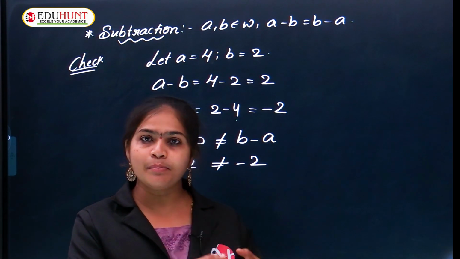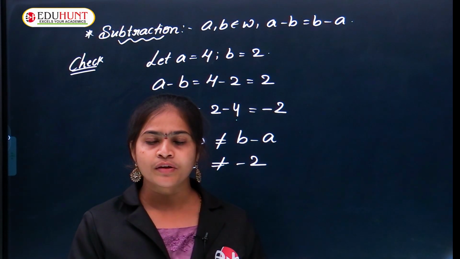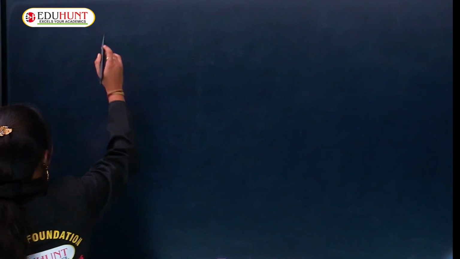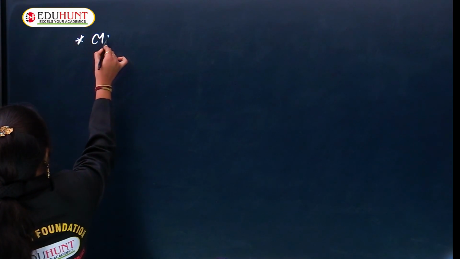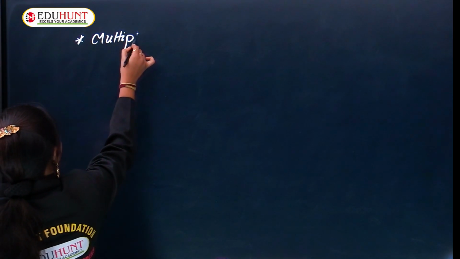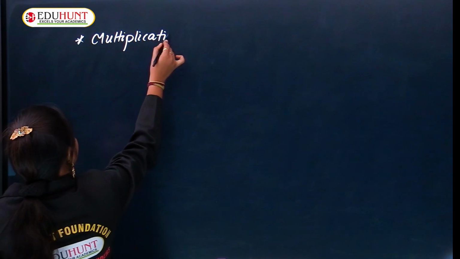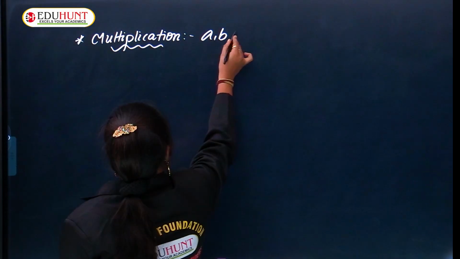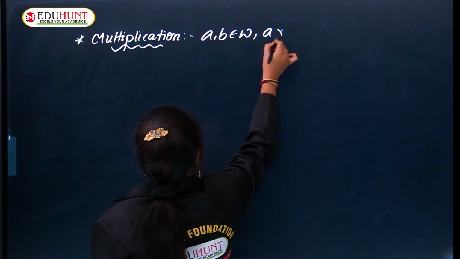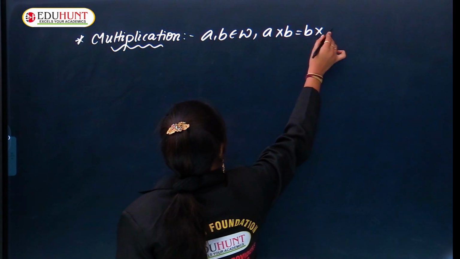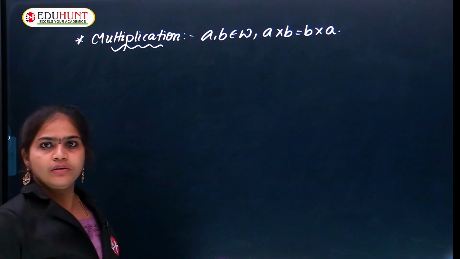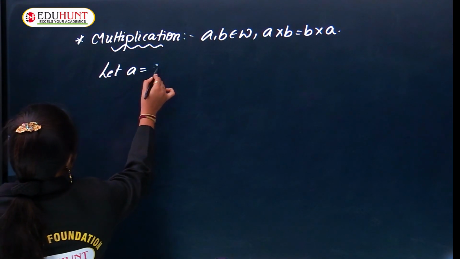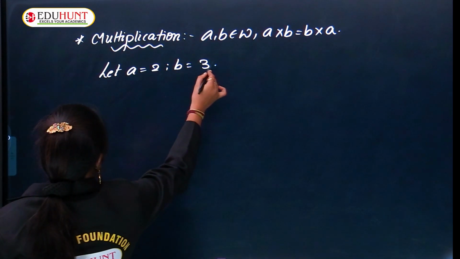Next we have to check multiplication. Check whether multiplication satisfies the condition or not. Next one is multiplication. Let A, B belong to whole numbers, then A into B is equal to B into A. Now let A equal 2 and B equal 3.